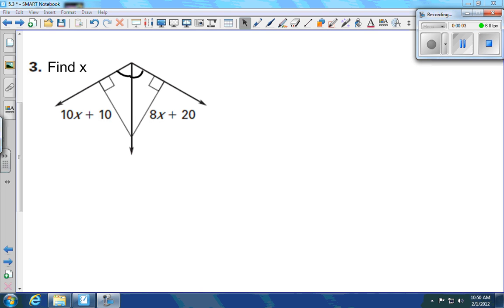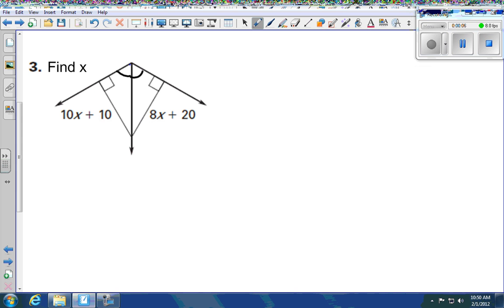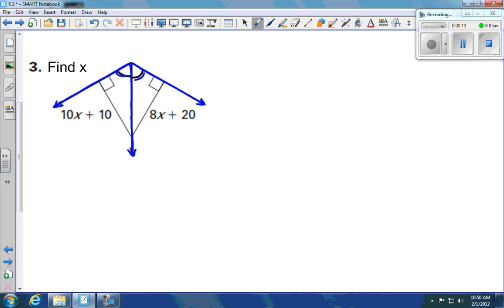Okay, so on this picture right here, you have an angle bisector, which is cutting your angle into two equal parts. So that's why I have those little curved lines there. Since those are congruent to each other, that means this point right here, let's call it point C, is equidistant to the sides of my triangle. So these are congruent to each other. I also know that because we have the 90-degree angles there.